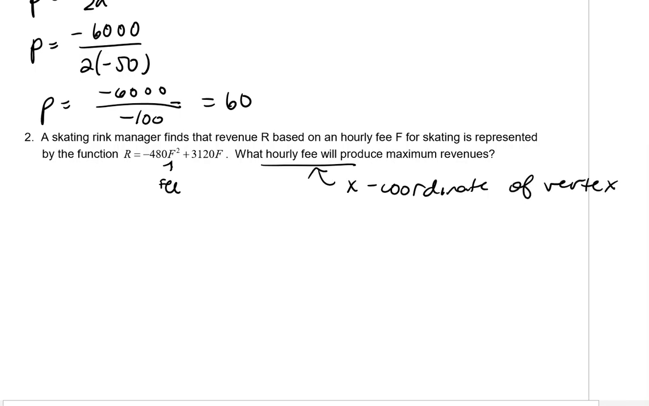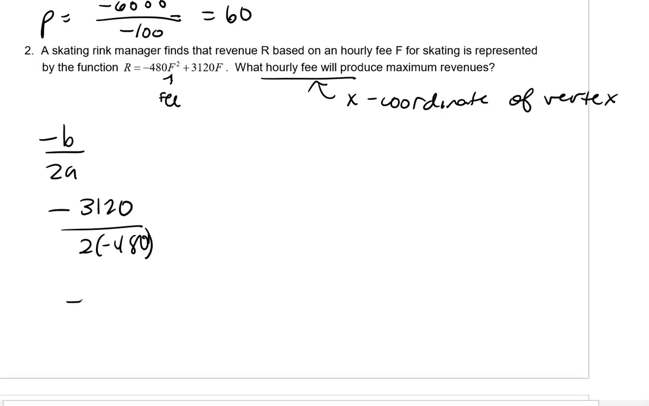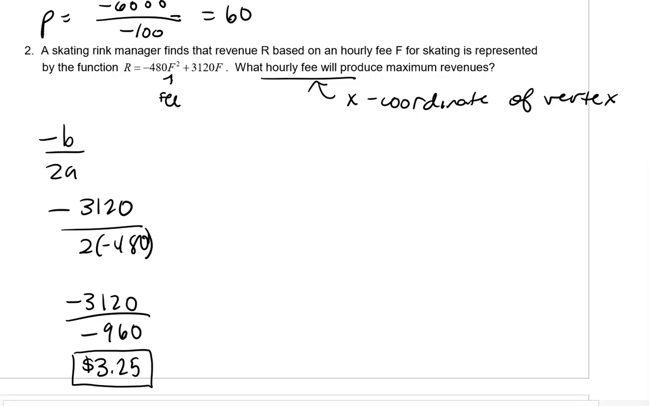Okay. So again, I could do negative b over 2a, and that's going to help me. 960. Yeah, 960. The max revenue is going to happen when they charge $3.25 per hour.